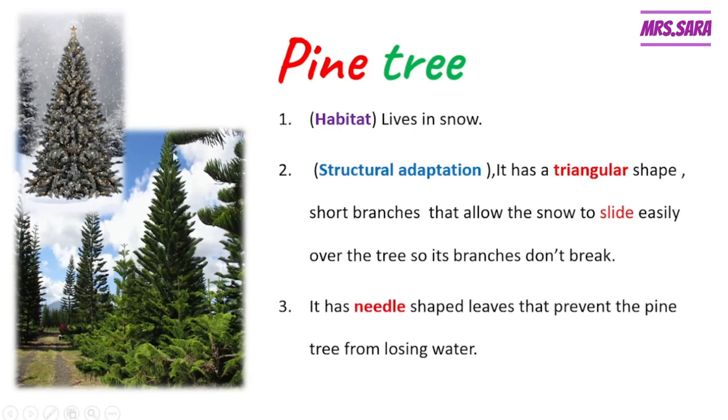It has needle-shaped leaves. Why? To prevent the pine tree from losing water. What is the meaning of prevent? It makes the pine tree not lose water. So the pine tree has a triangular shape and short branches, which allow the snow to slide easily over the tree without breaking its branches. And also it has needle-shaped leaves. Why? To prevent the pine tree from losing water. This is the structural adaptation of the pine tree.